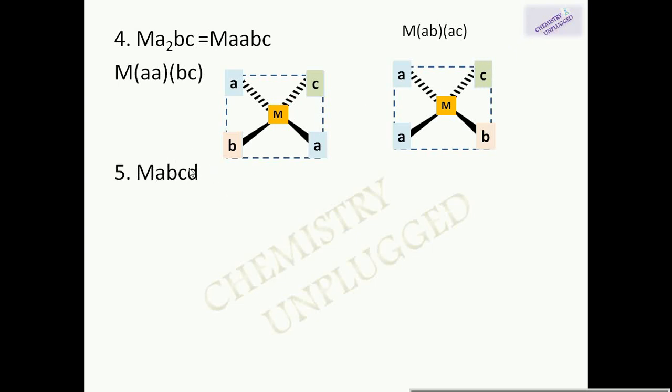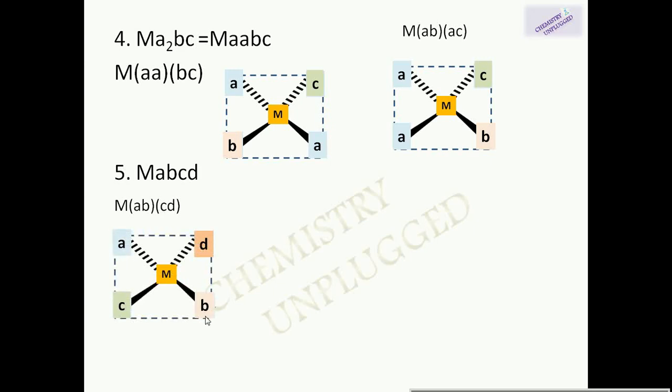Okay, next type is MABCD. We have four different types of ligands. So in the first possible combination we will write it as it is, MABCD, with AB in one bracket and CD in another. So A and B are trans to each other and C and D are trans to each other.